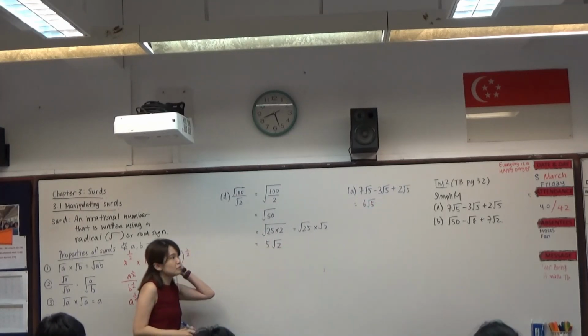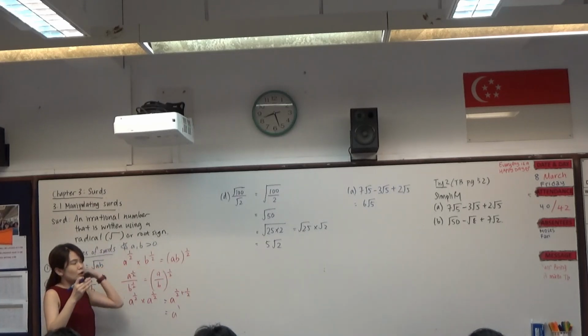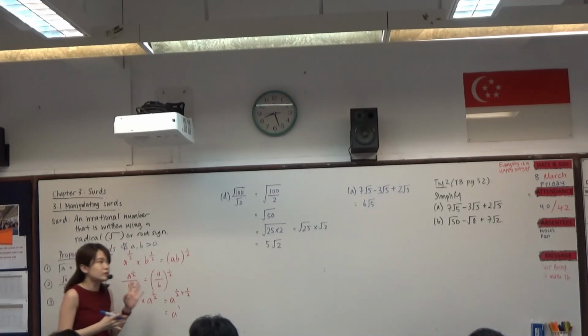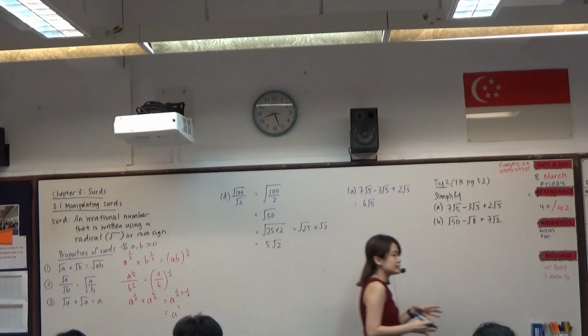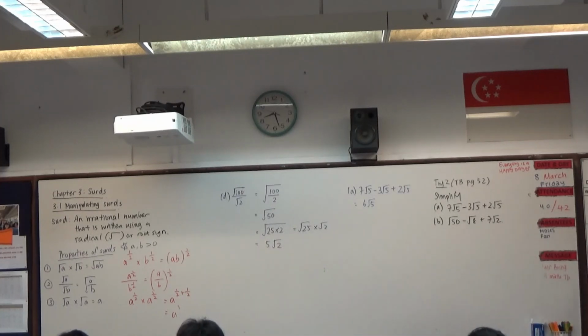Okay? So we also see that based on what we are doing so far, we are keeping our answers in exact form, surd form. We are not using our calculator to get a decimal number. So this is where we are trying to learn how to keep answers in exact form.